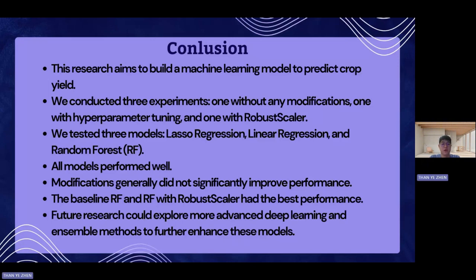Future research could explore more advanced deep learning techniques and ensemble methods to further improve all of these models.